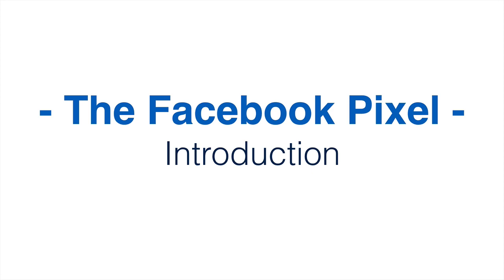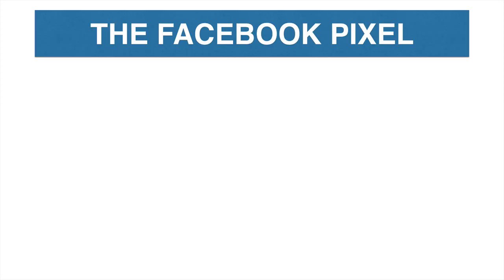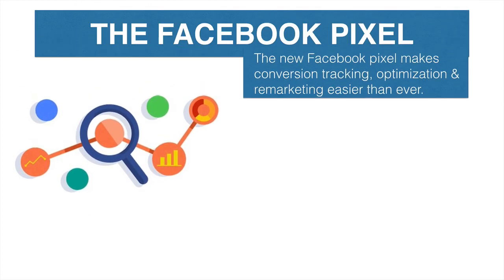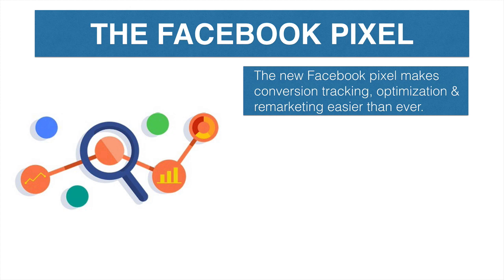So this is just the introduction, and I want to give you a little bit of insight on what the Facebook Pixel is and what it can do. So let's get started. All right, so the new Facebook Pixel makes conversion tracking, optimization, and remarketing extremely easy. So we're going to break down three main things that the Facebook Pixel can do, and that is help you track your conversions, optimize your campaigns, and do retargeting and remarketing.